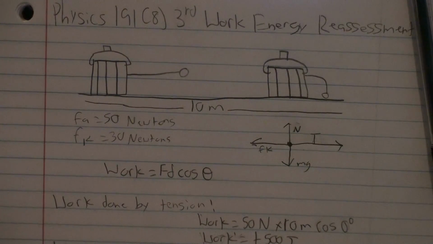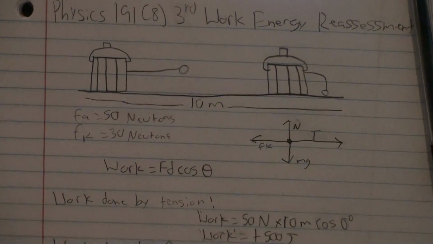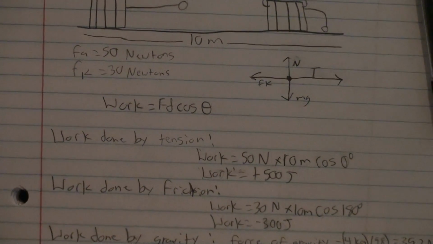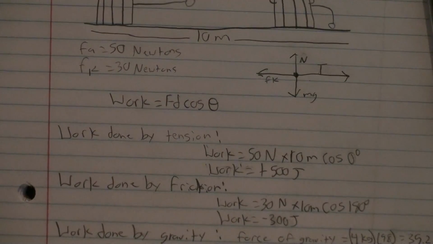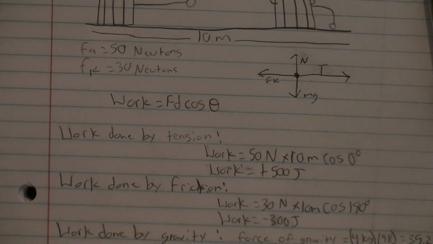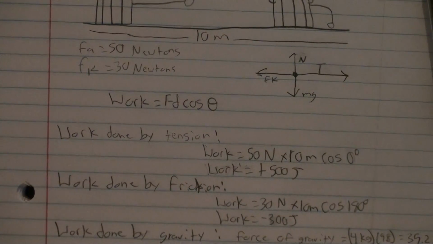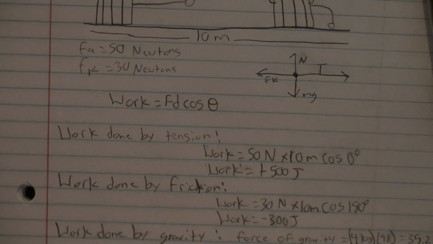In finding the work done for all of these forces, the displacement is going to be 10 meters, but the value of the force and the angle between the force and the displacement is going to differ for each of the forces. For instance, to find the work done by the force of tension, we'll plug in the size of the tension, which is 50 newtons. The displacement is 10 meters. And since the tension force is pointed at the same direction as the displacement, the angle between the force of tension and the displacement is going to be 0 degrees. And since cosine of 0 is 1, the work done by the tension force is 500 joules.